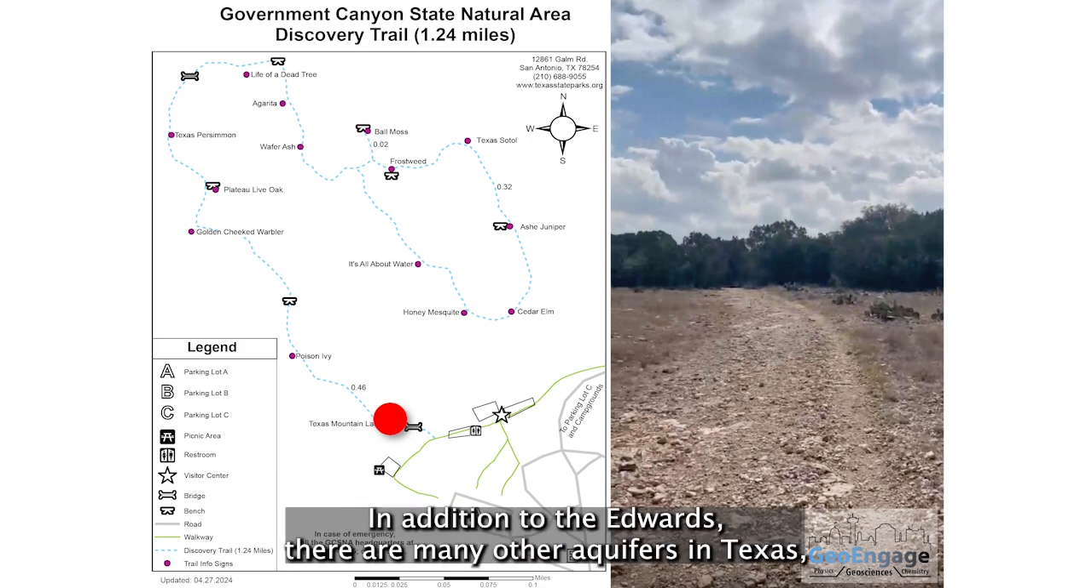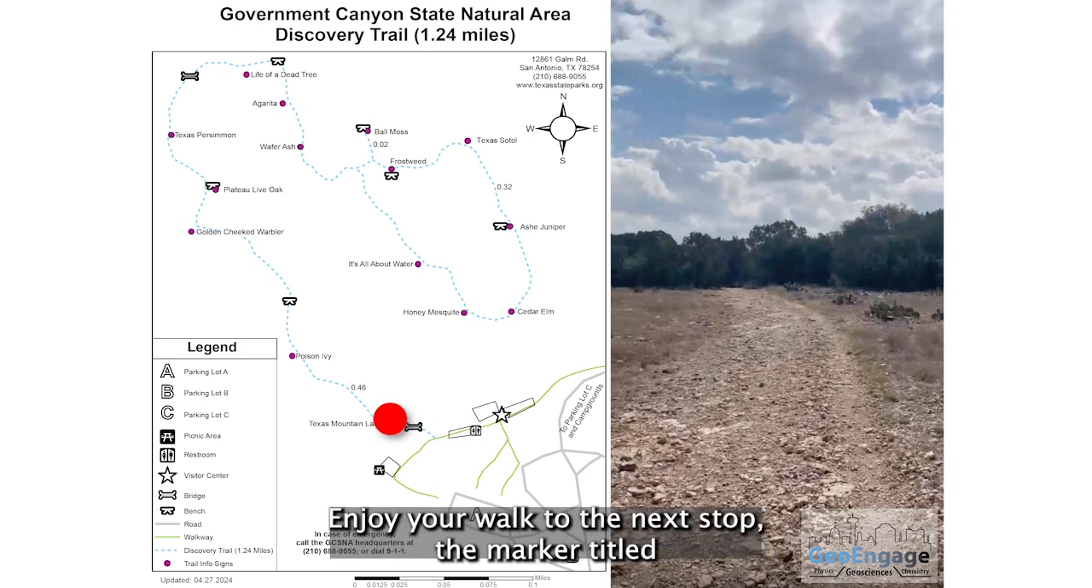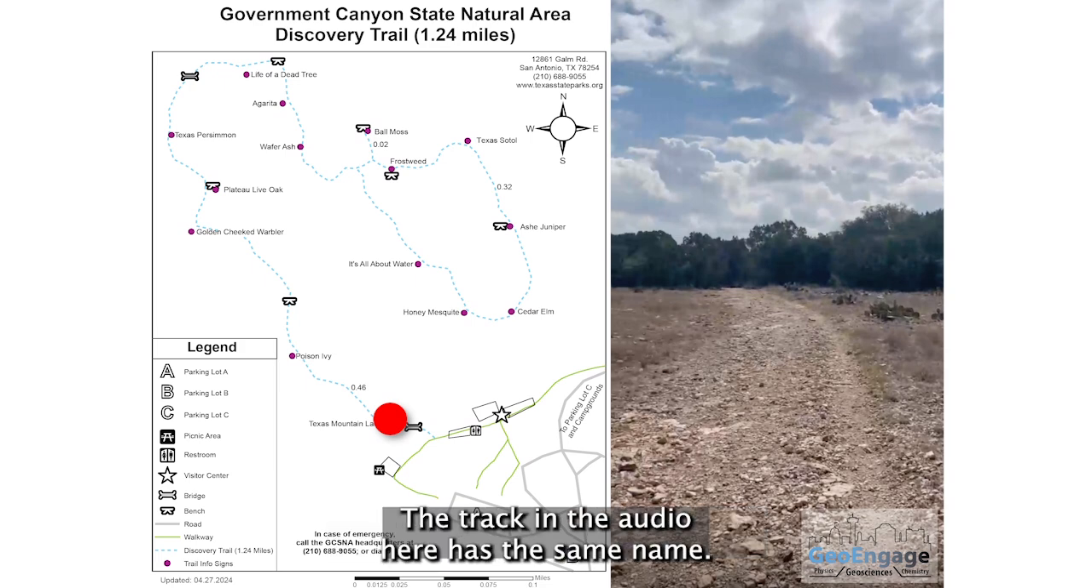In addition to the Edwards, there are many other aquifers in Texas, including the Ogallala, the Trinity, and the Carrizo-Wilcox aquifers. Enjoy your walk to the next stop. The marker titled Poison Ivy will be on the left side of the trail. The track in the Audiotour has the same name.